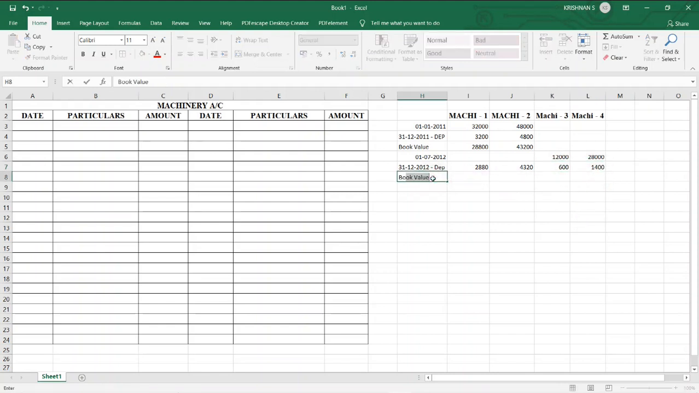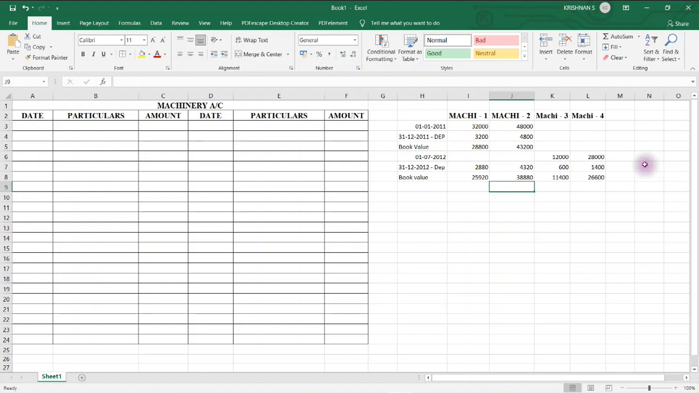Then we have to calculate the book value of machinery 1, 2 and 3. So equal to 28,800 minus current year's depreciation of rupees 2,880. For this one, 43,200 minus 4,320. For this one, 12,000 minus 600. For this one, 28,000 minus 1,400. So we get the book value of machinery 1, 2, 3 and 4.